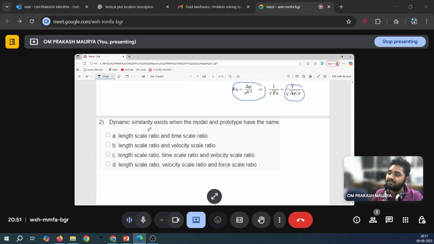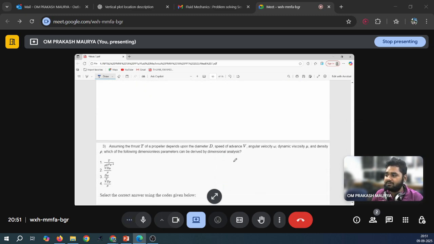Okay, so dynamic similarity exists when the model and prototype have the same... we have just solved these questions already in the previous one. Length scale ratio and time scale ratio. Length scale ratio and the velocity scale. Length, time and the velocity. Length scale ratio, velocity scale ratio and the force scale ratio. This is correct. So dynamic similarity exists.